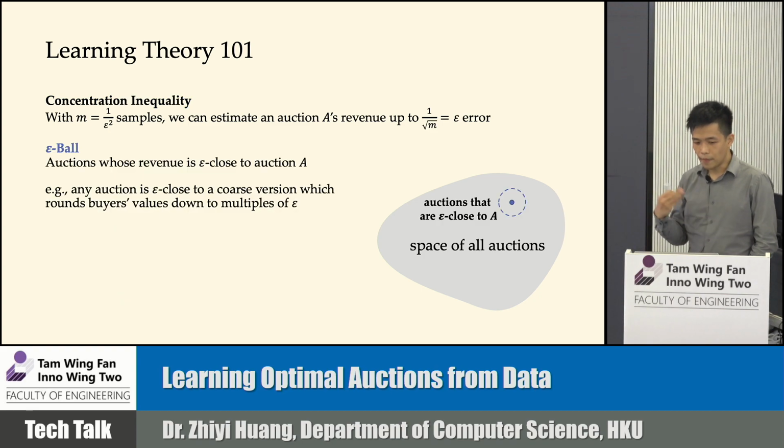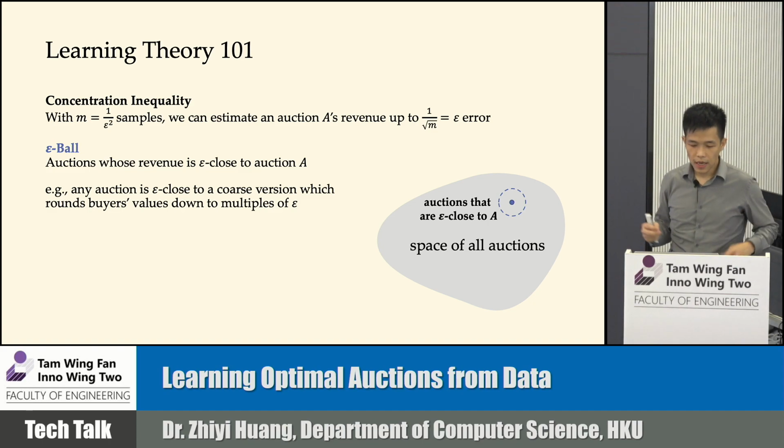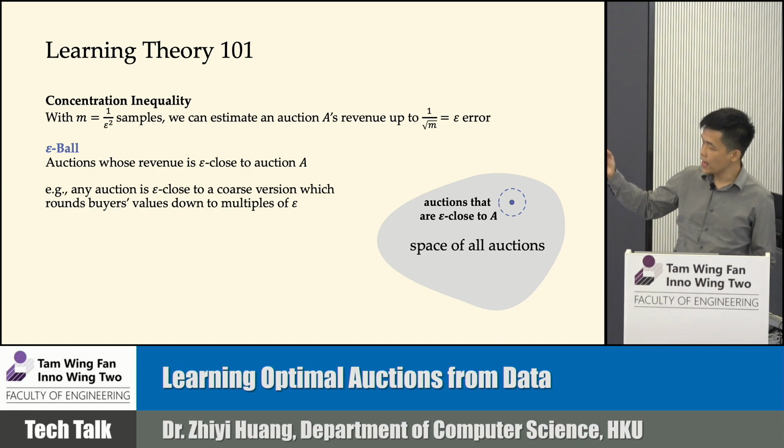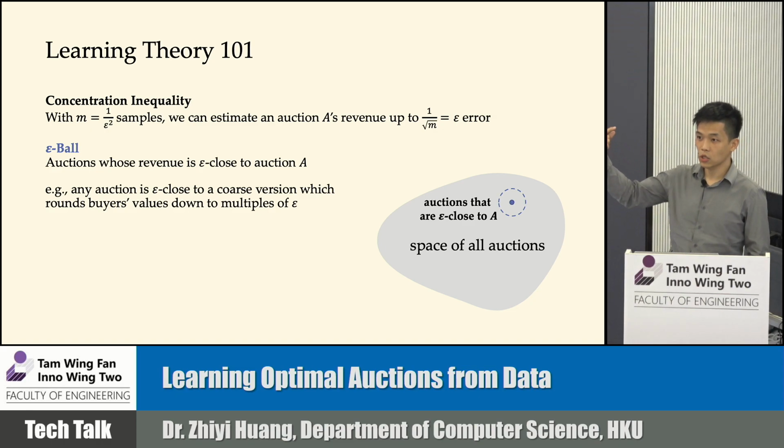But we have a problem. We have continuously, infinitely many auctions, so we need some other tricks to move from one auction to all auctions. That brings us to the concept of the epsilon ball. We can imagine the auction space being this shaded area, and when I estimate the revenue of a single auction A accurately, I also accurately estimate the revenue of all the auctions around it. That's called the epsilon ball around A.